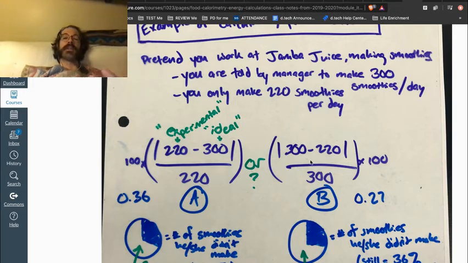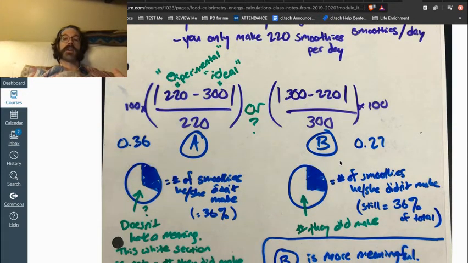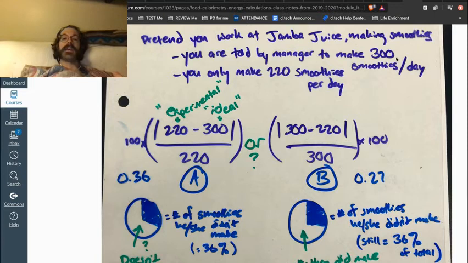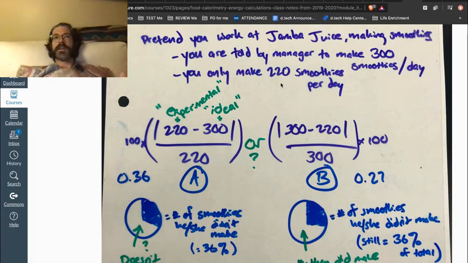It makes more sense for your manager to compare how many smoothies you didn't make to how many smoothies you were supposed to make. Because then the manager is able to see, okay, if 300 represents all that they were supposed to make, if that represents 100% of what they were supposed to make in this pie chart, then in that case, 80 represents this fraction of that whole number, that 300 whole number. Okay. 220 does not represent the total number you were supposed to make. So it doesn't really make sense mathematically to compare 80 to that number.